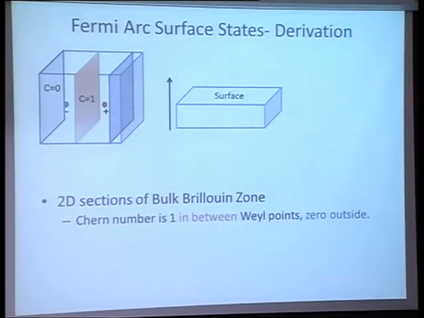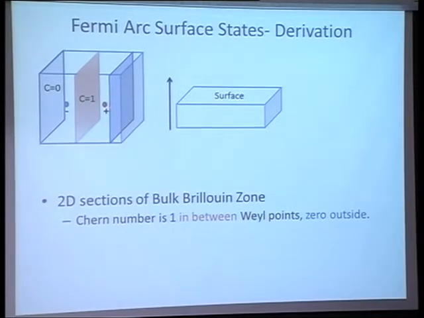That's the price you pay for getting it in a weakly interacting system. Okay, so let me quickly prove why you get these Fermi arc states. So it really has to do with the fact that these Weyl points are sources of Chern flux. Okay, so there are sort of sources and sinks of Chern flux. So if you look at a two-dimensional section of this three-dimensional Brillouin zone, these planes, you can define a Chern number on them.